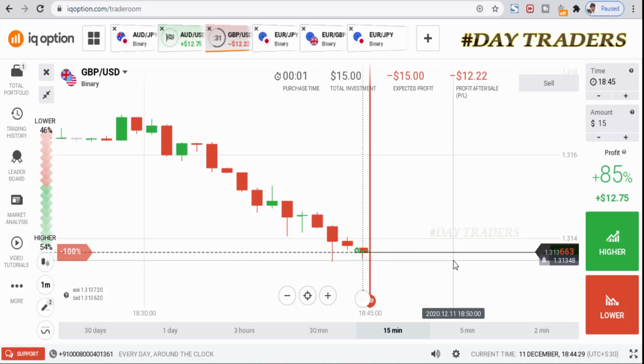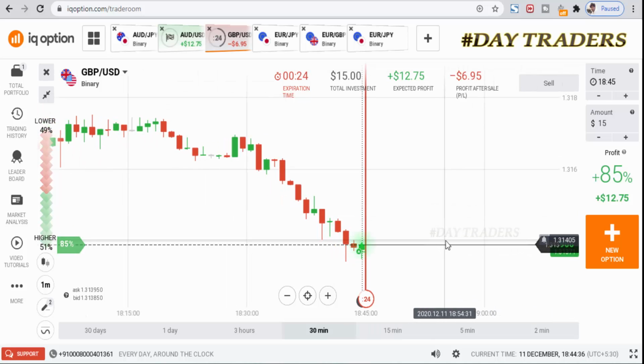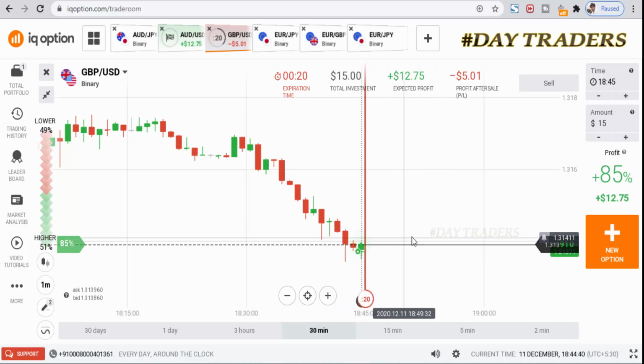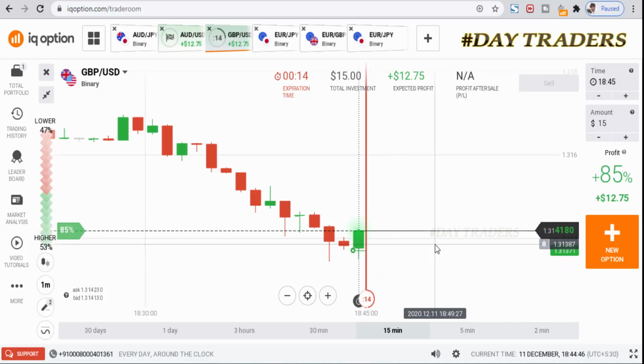Let's see. You can see some buyers enter the market. Next level at this level, round number. Okay, some buyers enter the market.